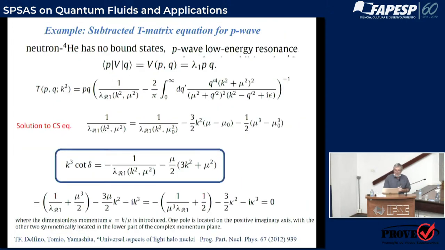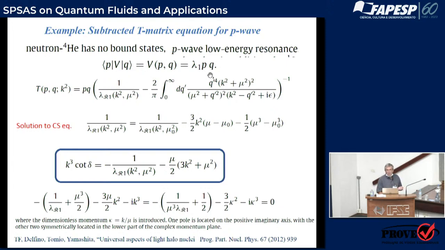Okay, so I give one example, for example, P wave. We can treat P wave. You see, this is just a contact interaction. This is two gradients, essentially. The scalar product of the gradient of r and the gradient of r prime. And this is the matrix element already projected. I took out the Legendre polynomial.